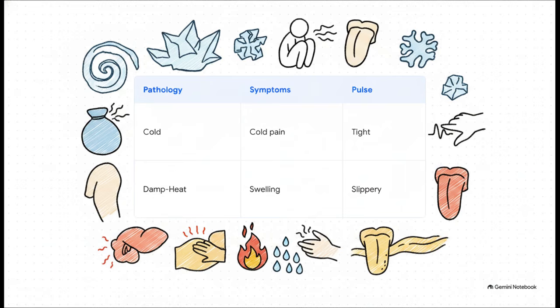But contrast that with damp heat in the channel. This traffic jam looks completely different. You're going to see swelling, redness, actual physical warmth to the touch, and limited movement. The body's diagnostic indicators change entirely too, showing a slippery pulse and a greasy yellow tongue coat.